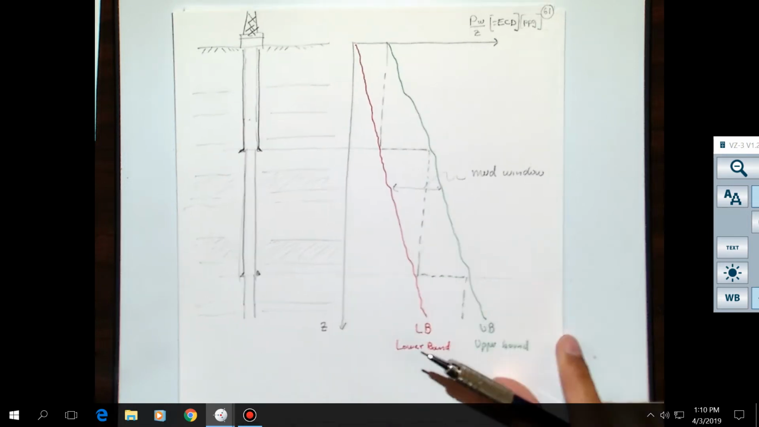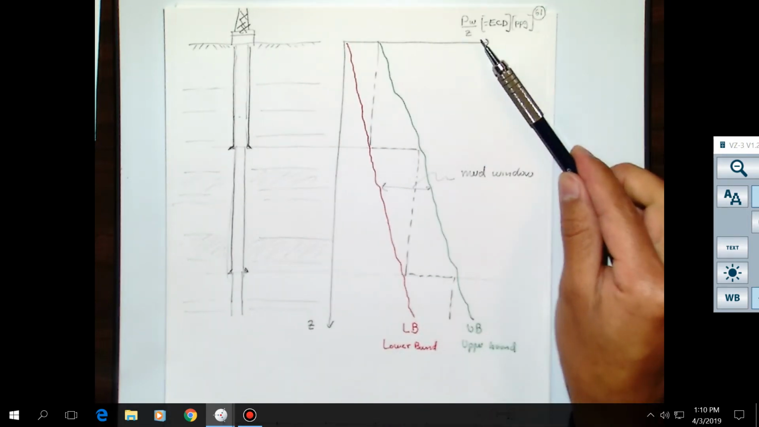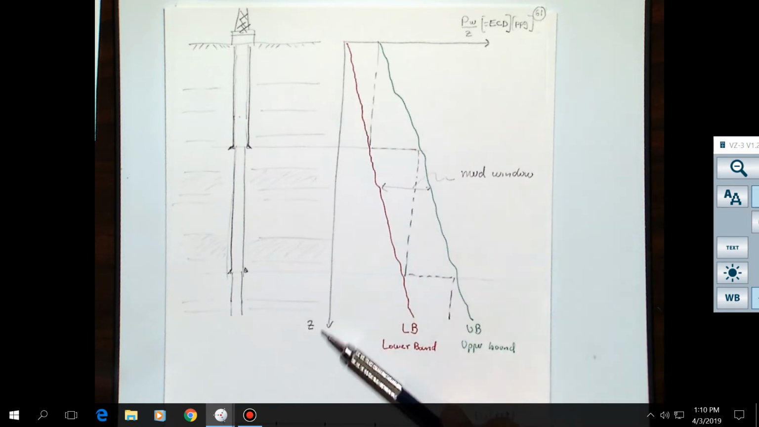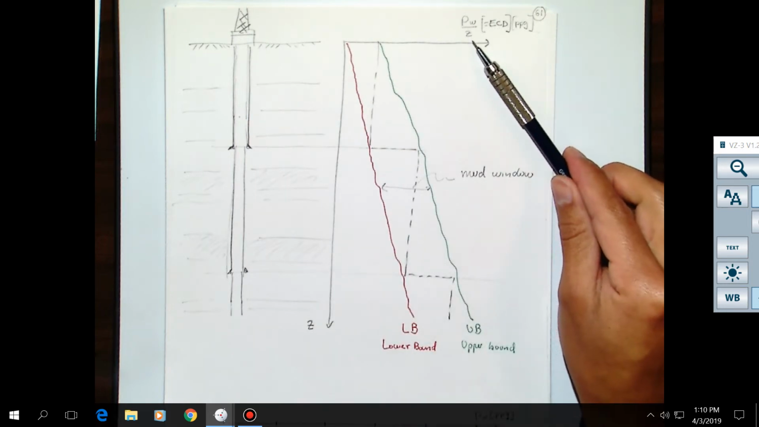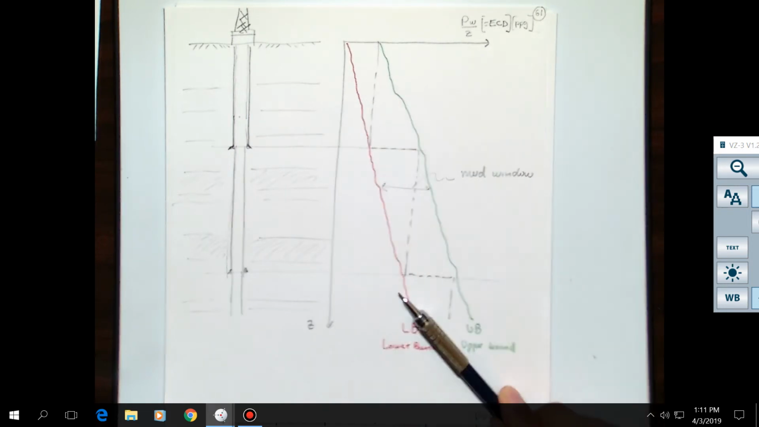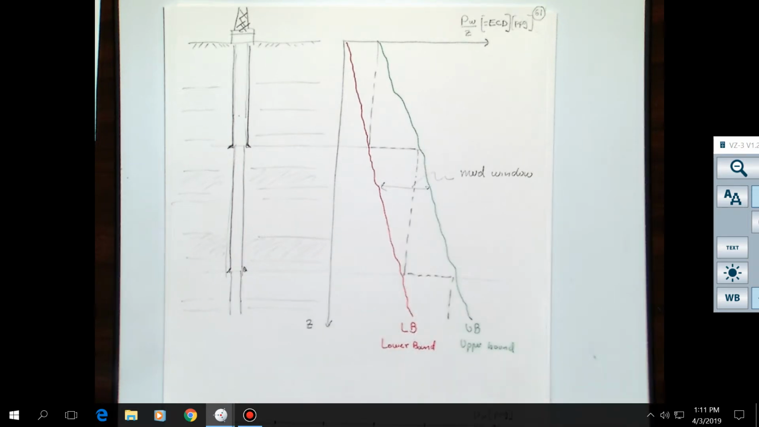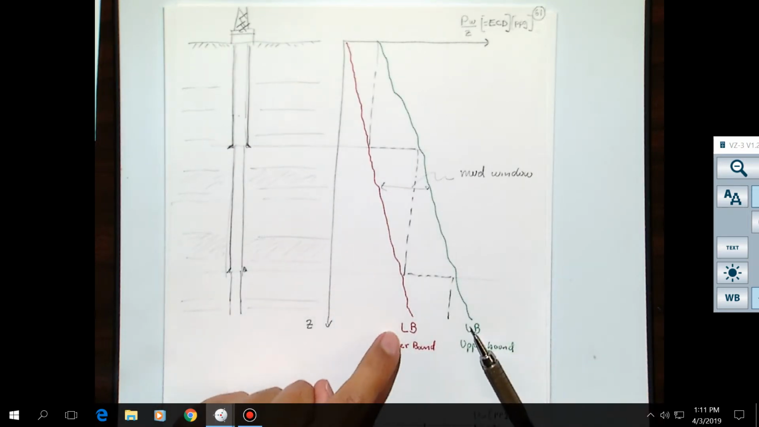Notice, this is very important. This is not a plot of pressure as a function of depth. This is a plot of gradient as a function of depth. Okay? It's not the same. And usually these lower bounds and upper bounds, the gradient increases as depth increases. But remember, this is not pressure, okay?